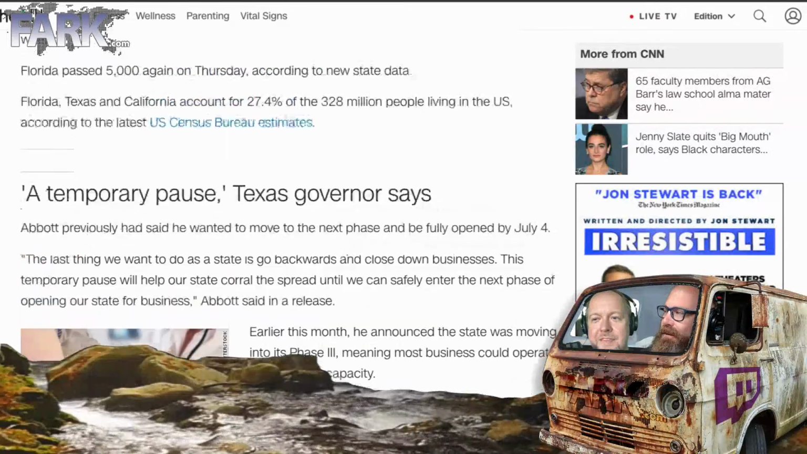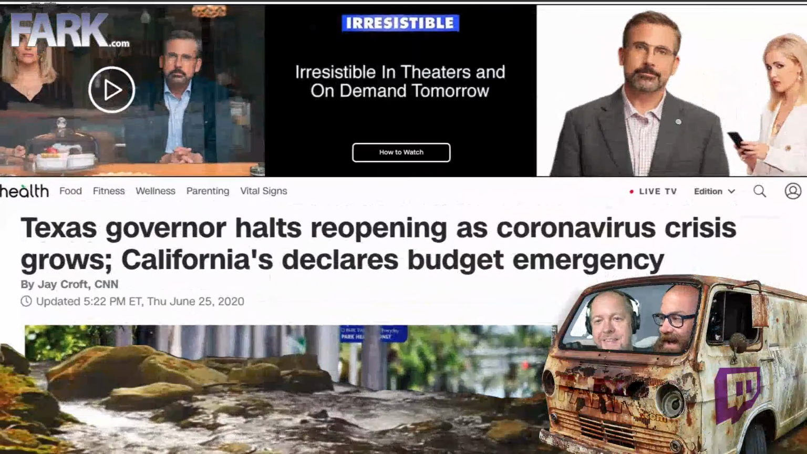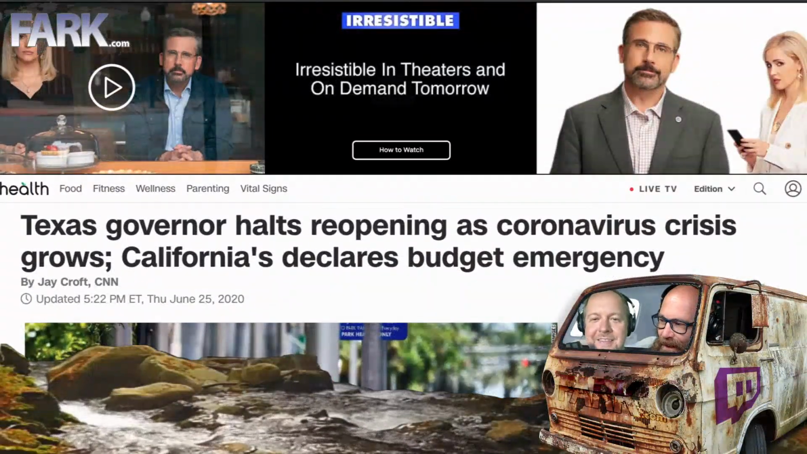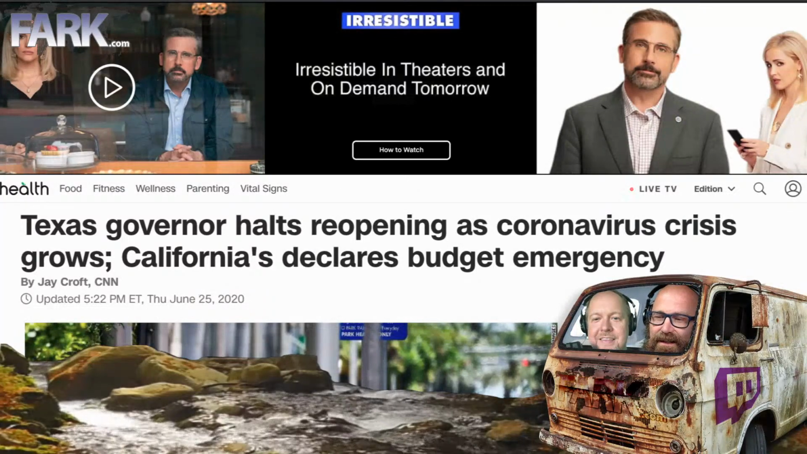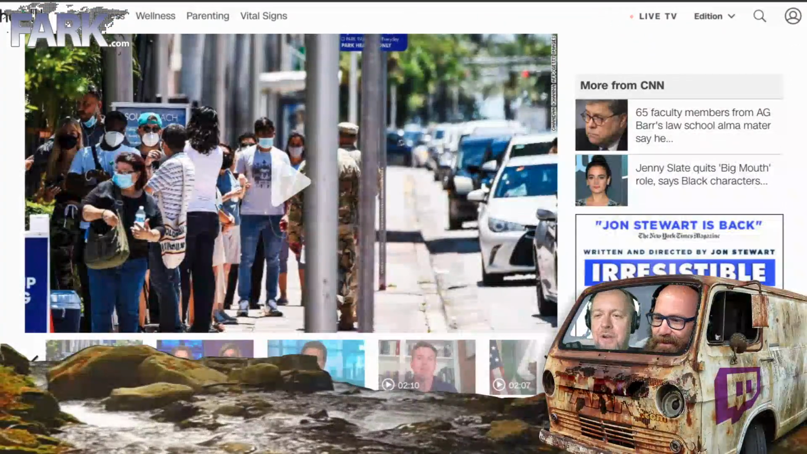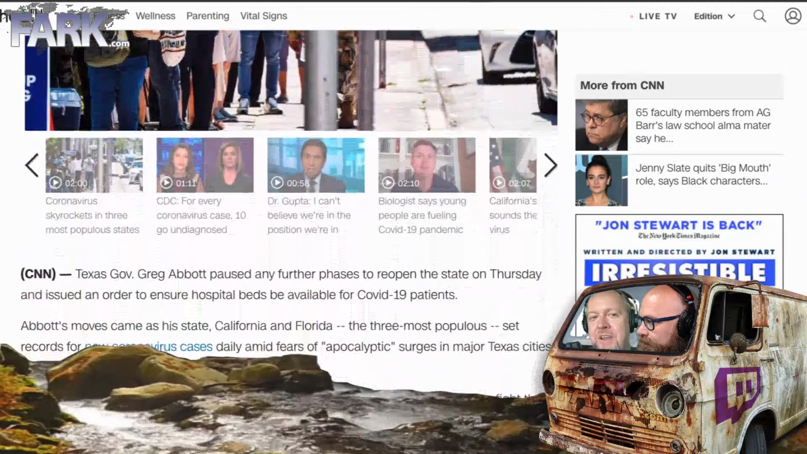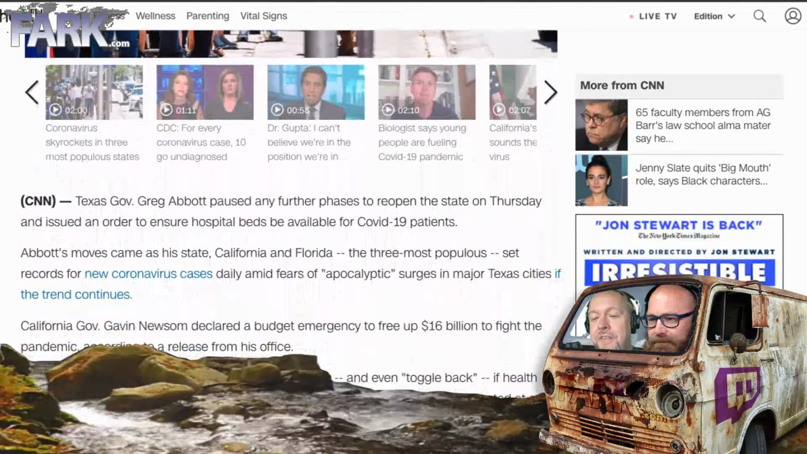A temporary pause. Oh, that's not the headline. I scroll down. Nope. Texas governor halts reopening as coronavirus crisis grows. California declares budget emergency. That's like every year, isn't it? Right, exactly. I'm sure it's worse this year. But right, this is interesting because they've changed it. It says it was updated 5/22. I'm sure they've updated it all day.